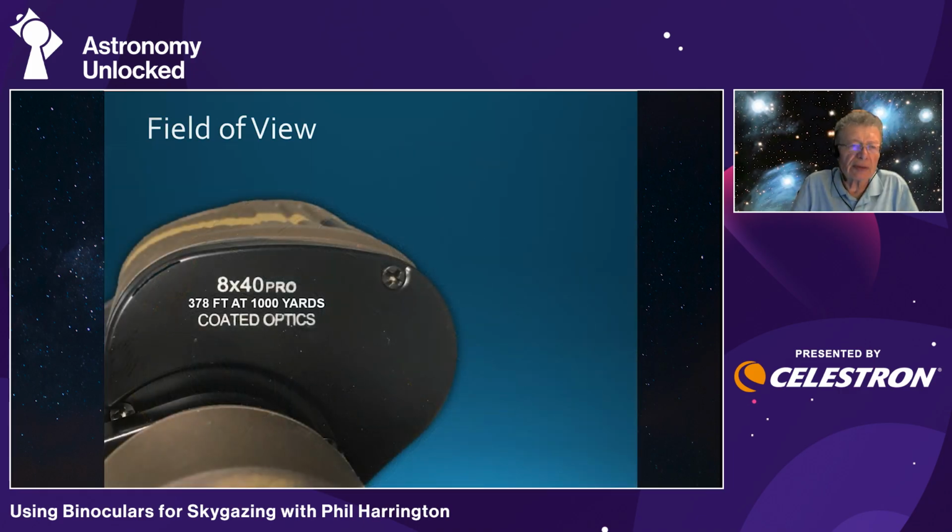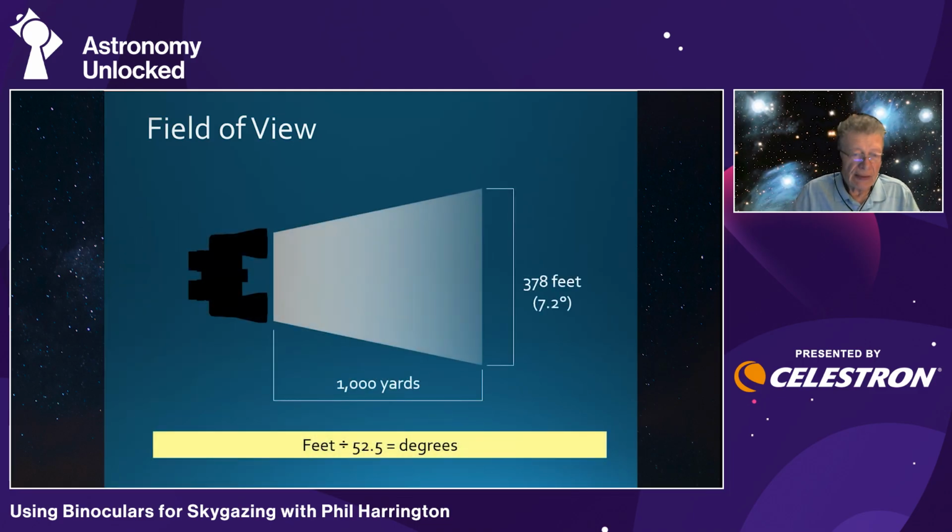Some manufacturers, though, prefer to express the size of the field as so many feet per 1,000 yards, such as these over here, 378 feet at 1,000 yards. Well, what does that mean? That means that for these binoculars, if you had a ruler 378 feet long, and you viewed it from 1,000 yards or 3,000 feet away, the ends of that ruler would just fit into the field of view.